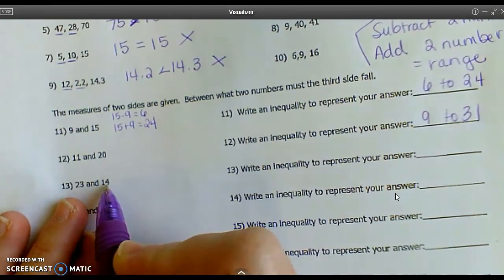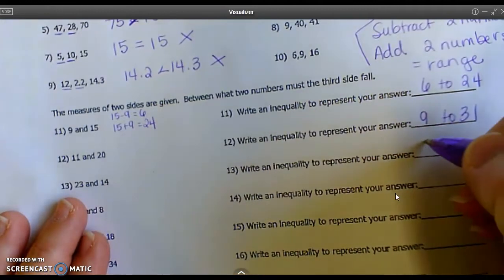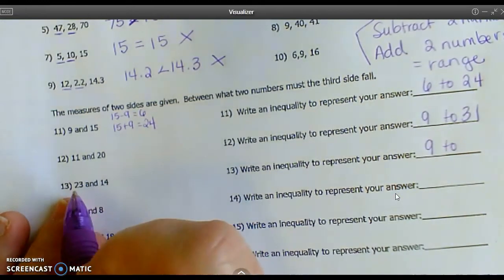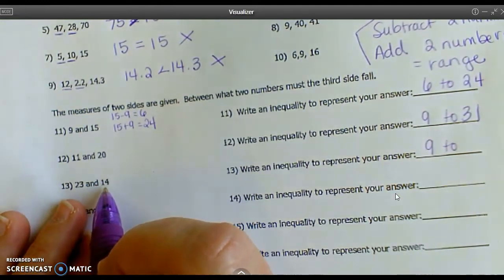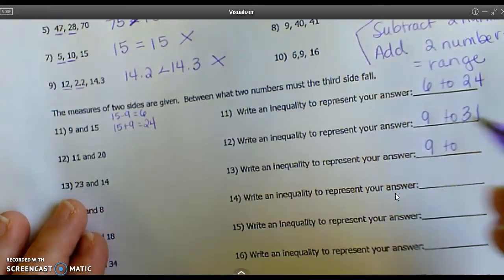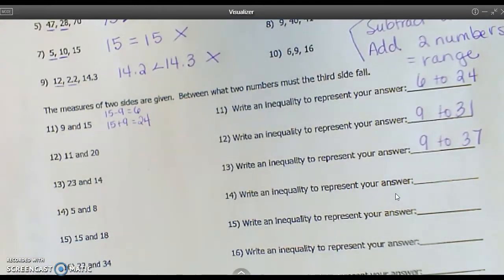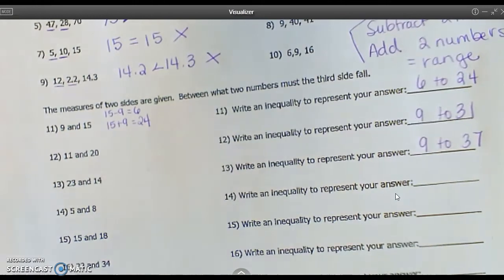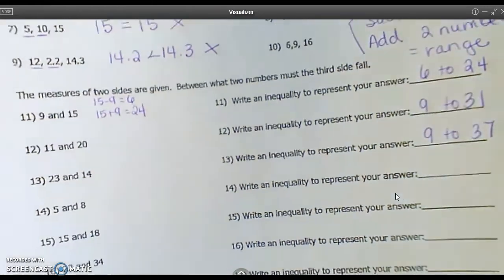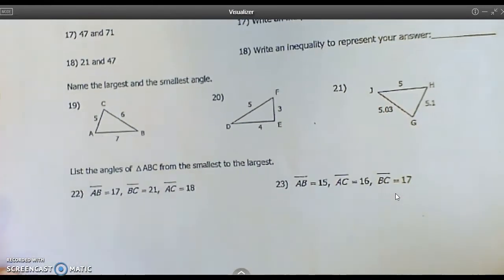23 minus 14 would be 9. 23 plus 14 would be 37. And again, there's your range. So you add them and you subtract them. Okay, let's skip on down. I don't think we've got to do all of those examples.